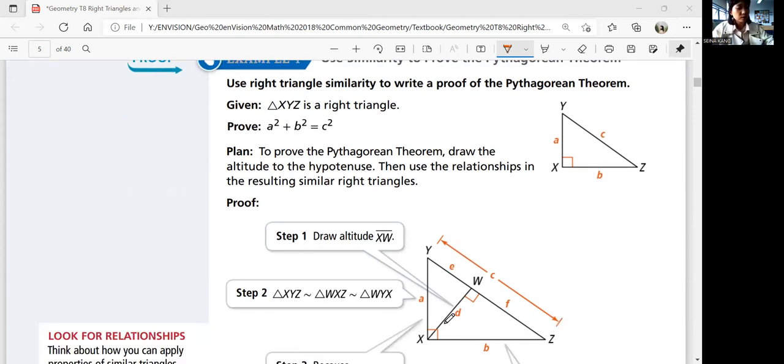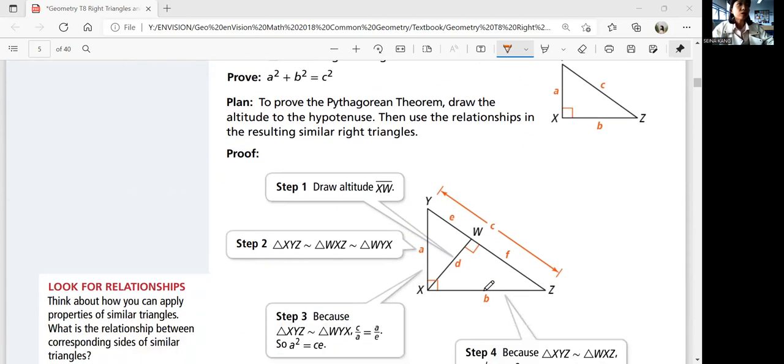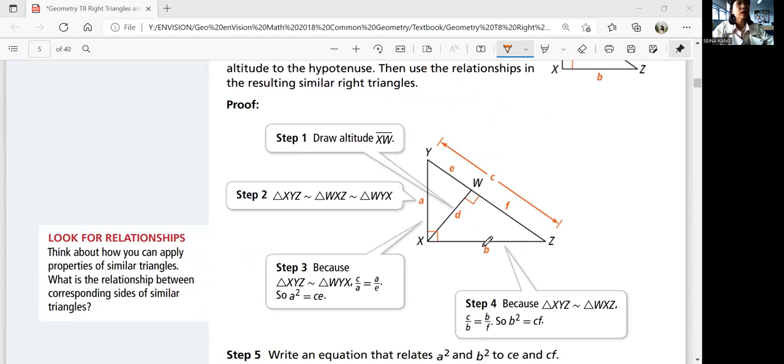XW, and then we have similar right triangles made. Triangle XYZ is similar to triangle WXZ and triangle WYX, okay? And step three, because they're similar, we can say that c over a is equal to a over e. That's the geometric mean, right? And so a squared is equal to ce.